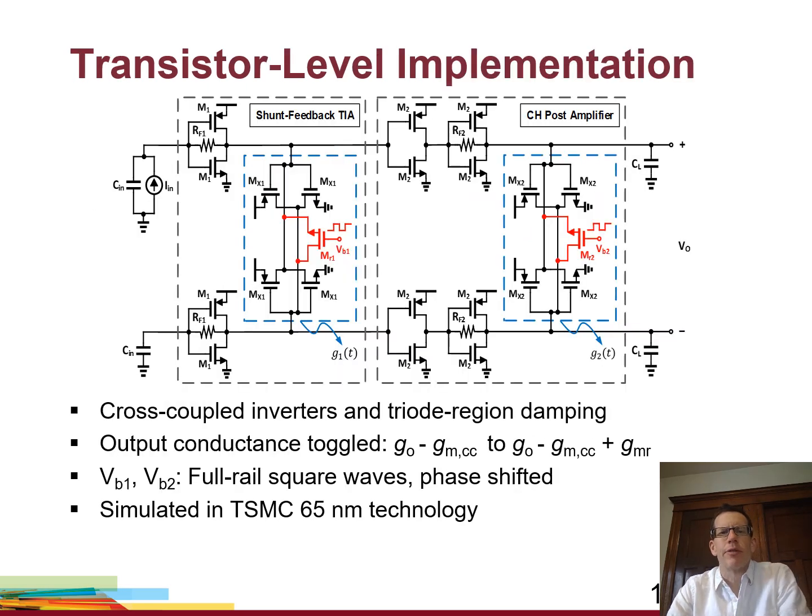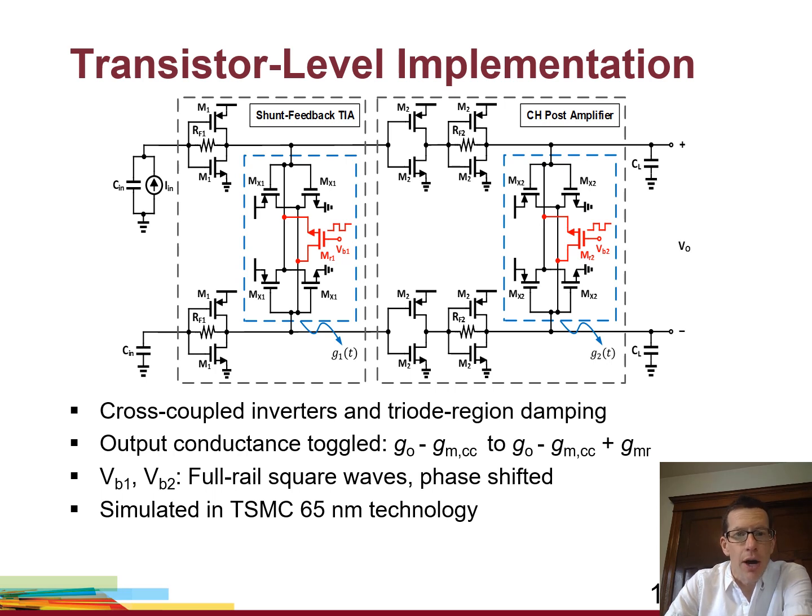Here we have the transistor level implementation. So the inverters have all been replaced with P and N-MOS transistors. The cross-coupled inverters are shown with these explicit cross-coupled inverters, and then we're going to be able to vary their effective strength with this shunt resistance MR1. So we're going to apply a rail-to-rail square wave 50% duty cycle voltage to its gate, and that's going to turn on and off that transistor.